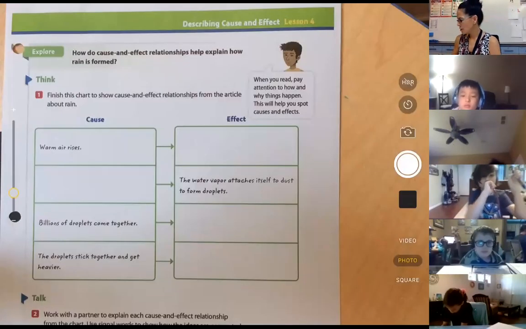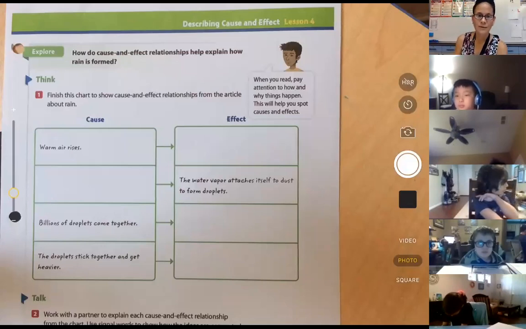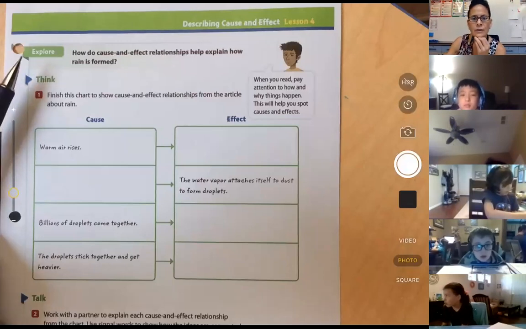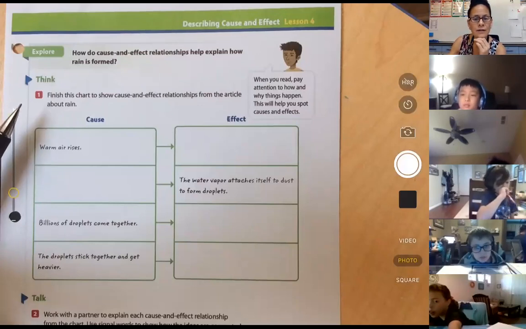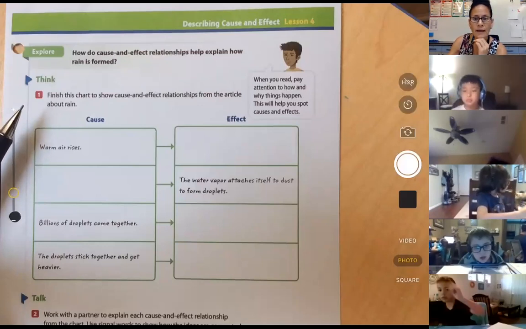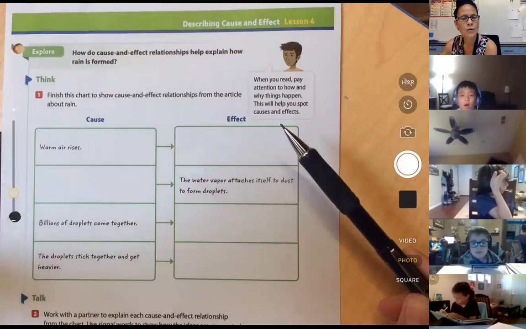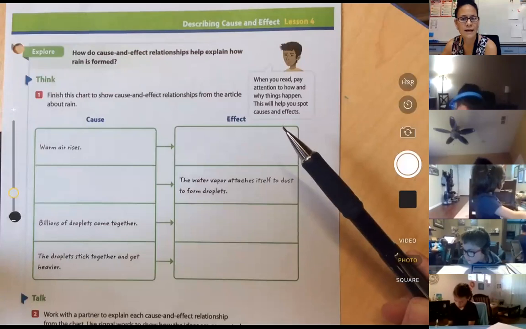So on page 55, they're giving us an opportunity to explore. Right up here at the top. It says, how do cause and effect relationships help explain how rain is formed? So it's going to ask you to think about it and to finish the chart below to show cause and effect relationships from the article about rain. And the little think bubble over here is encouraging you to pay attention to how and why things happen. That's going to help you spot causes and effects.